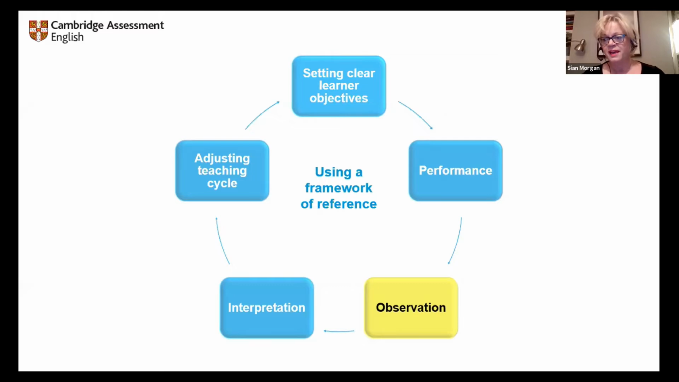For example, again, if we think back to the C1 discussion task, which involves complex interaction, the teacher may notice that their learners are overusing the expression "in my opinion" and decide to introduce different phrases for expressing opinions, so that they've got a range of ways of expressing their opinion.